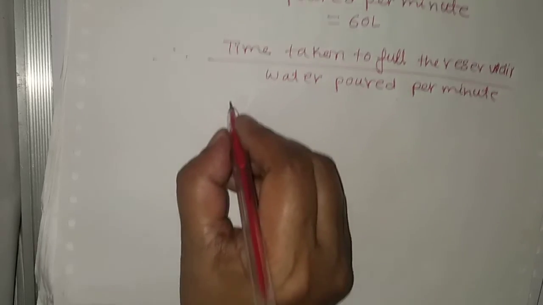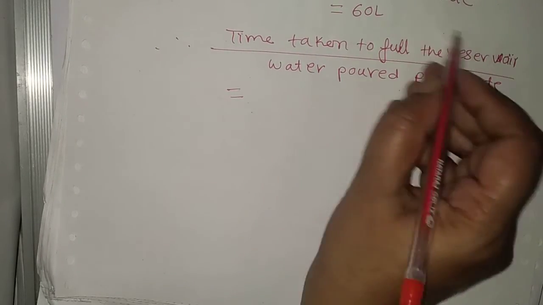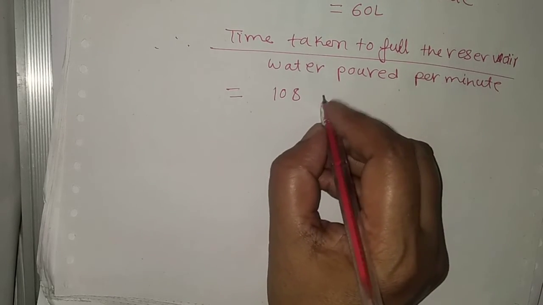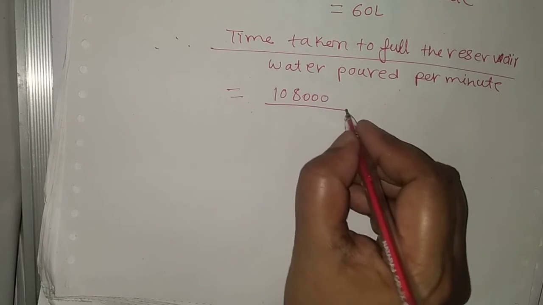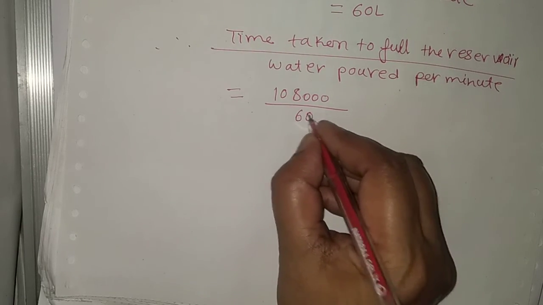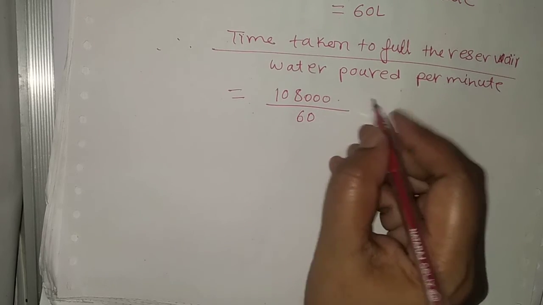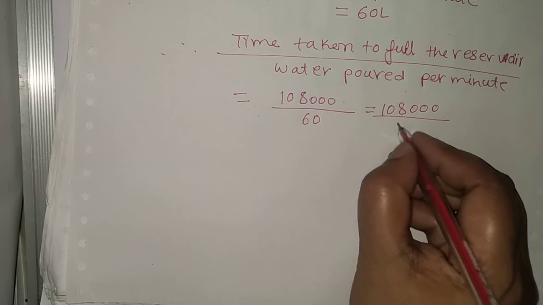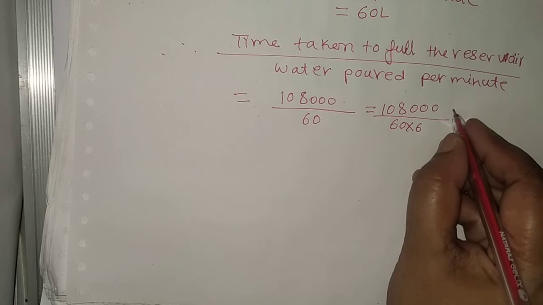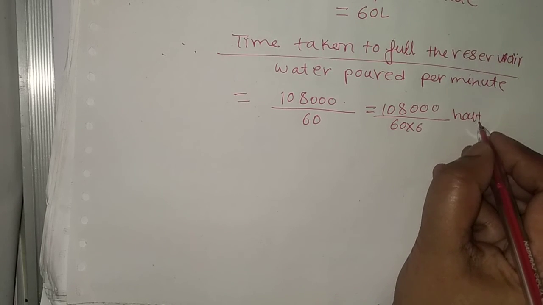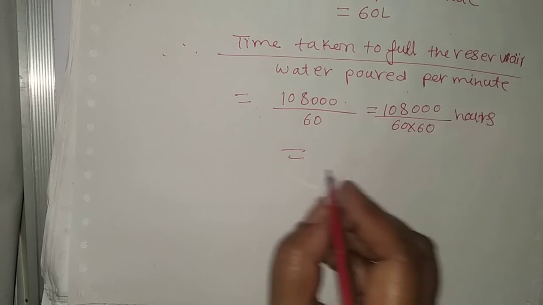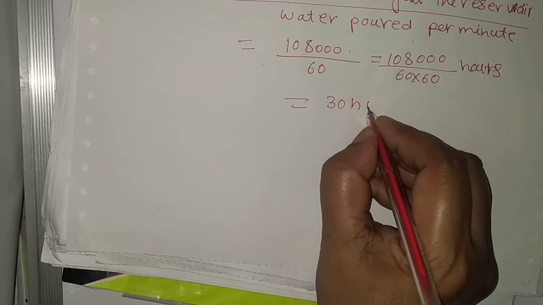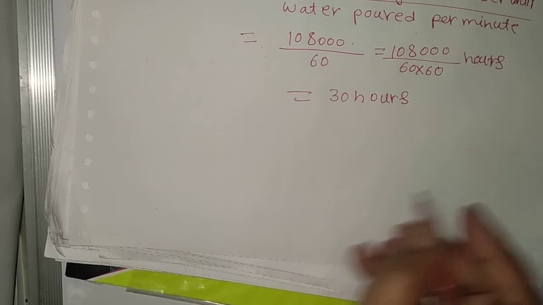So we have calculated this one, that is 18, the volume of the reservoir, 1800 divided by 60. Water poured per minute is 60 liters. So substitute this, 1800 divided by 60 hours. Therefore we get how much? That is 30 hours. 30 hours is the answer.